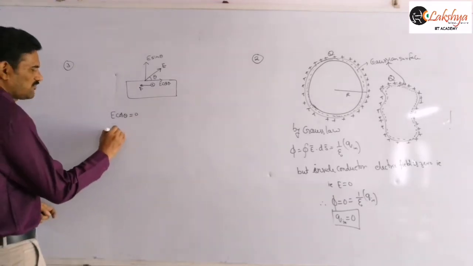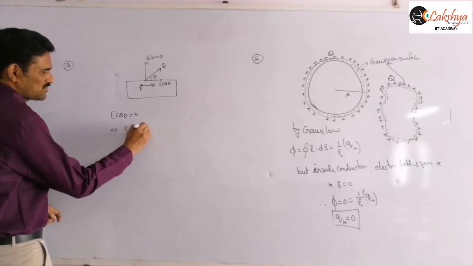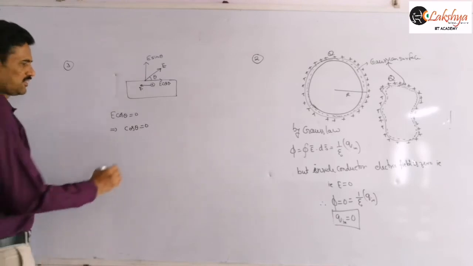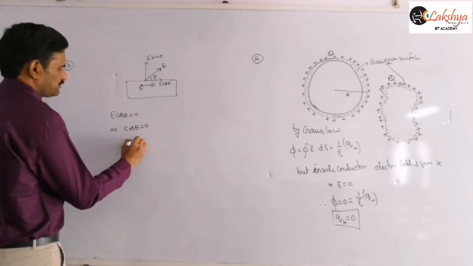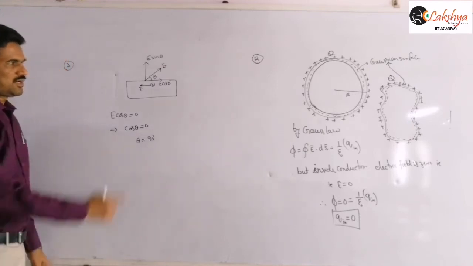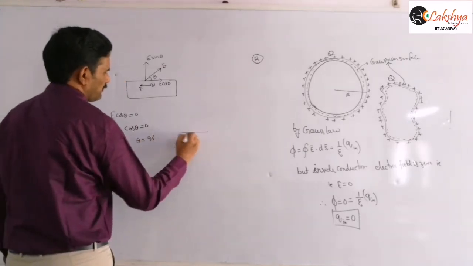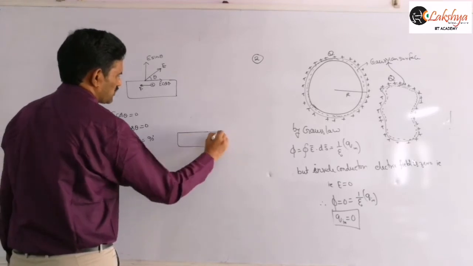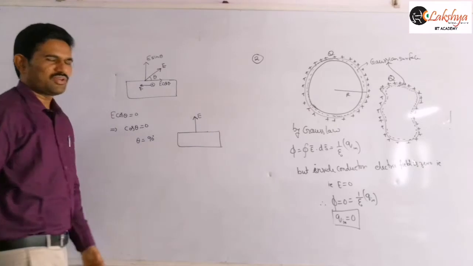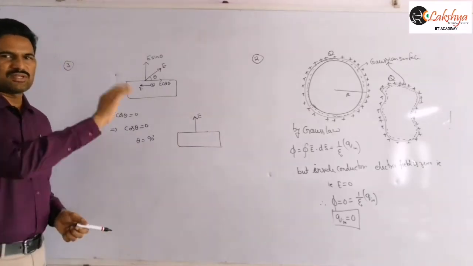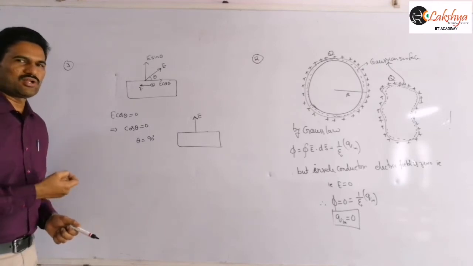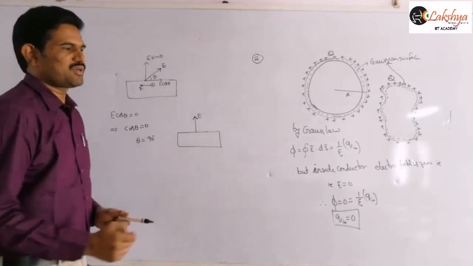E cos theta is 0 means cos theta is equal to 0, because some finite field E will exist there. So theta is 90 degrees, and therefore this field must be perpendicular to the surface of the conductor. If any field exists, it must be like that only. So the electric field at any point on the surface must always be perpendicular to the surface.